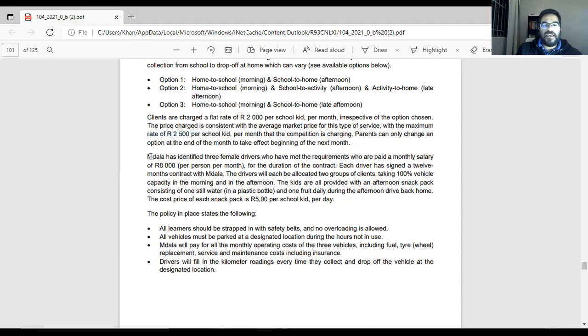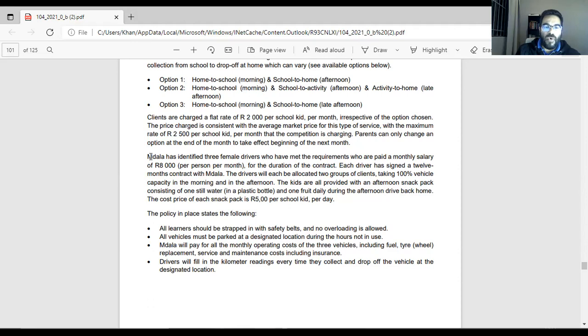Let's say Madonna has identified 3 female drivers who have met the requirements, who are paid a monthly salary of 8,000 Rand per person per month for the duration of the contract. Each driver has signed a 12 months contract with Madonna. The drivers will each be allowed 2 groups of clients, taking 100% vehicle capacity in the morning and in the afternoon.